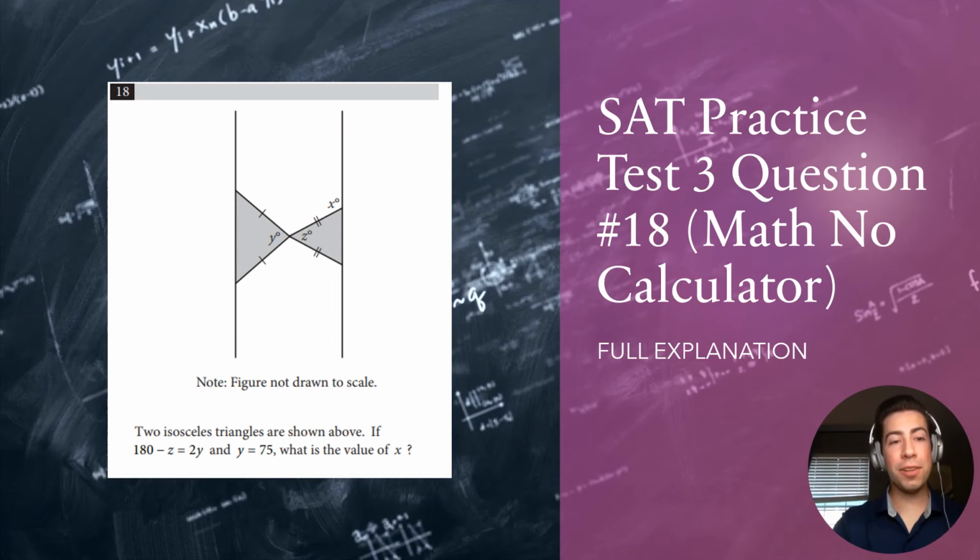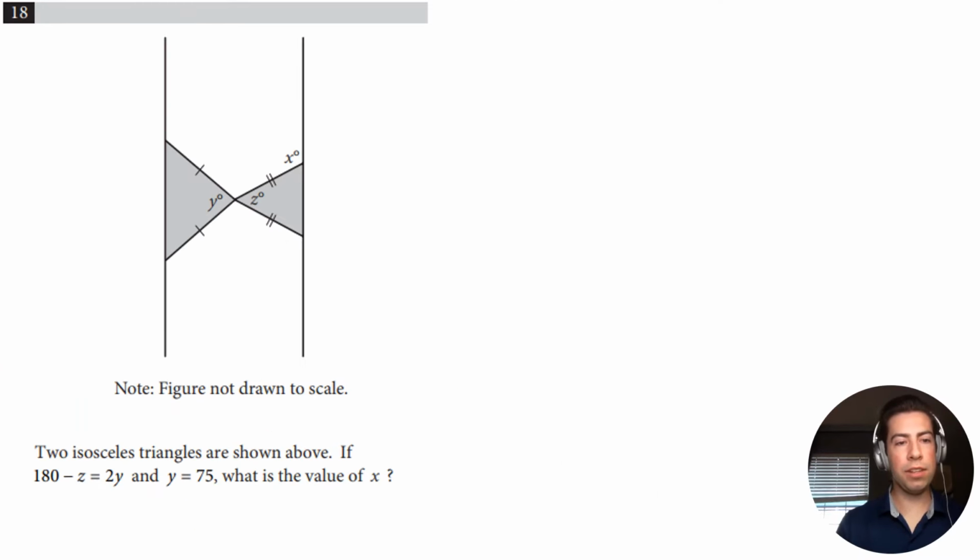We're doing question number 18. Let's get right into it. All right, so we have this figure here, and it is not drawn to scale, as it states here. The two isosceles triangles are shown above. If 180 minus z equals 2y and y equals 75, what is the value of x?